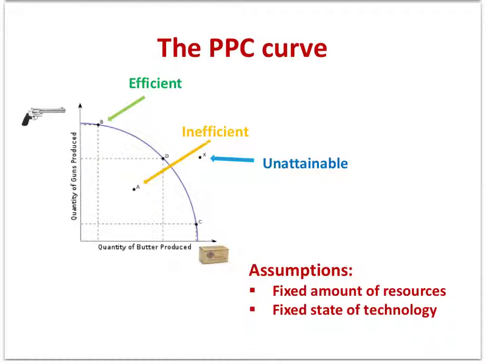Any point inside the curve shows an inefficient situation because there is some unemployment of resources. And finally, any point outside the curve is showing combination that is unattainable at the present.